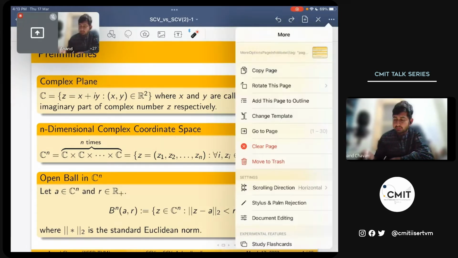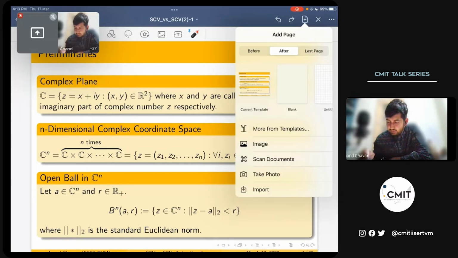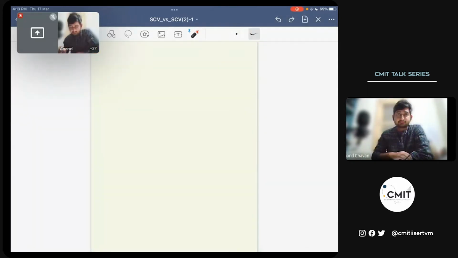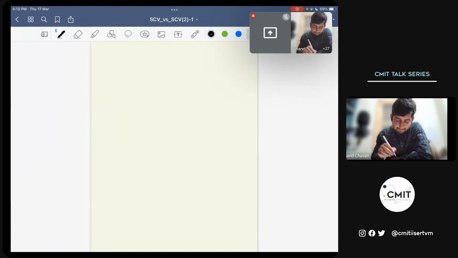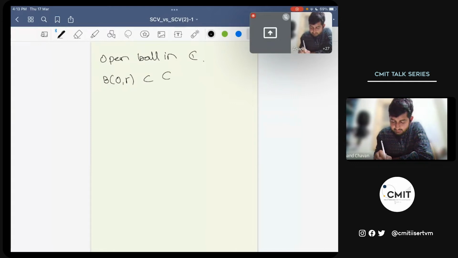Now, moving on, let's define what we mean by a ball in the complex plane. So the first open set we study everywhere in analysis or in topology is a ball. An open ball in the complex plane C. So let's define a ball B centered at the origin with a radius r, which is contained in the complex plane C.